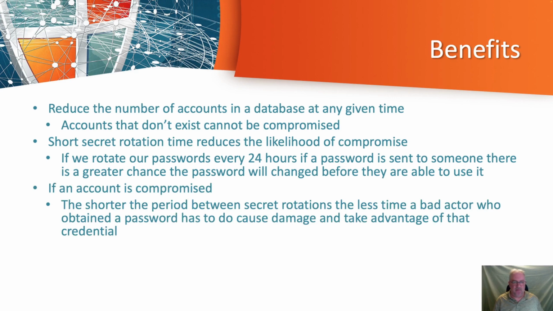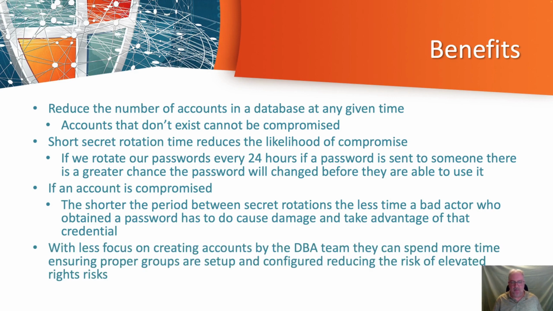So, if an account is compromised, since the token's being rotated, less time the bad actor has access, right? And there's always the possibility one of the first things they do when they come in is they create another method for them to get back in case you find them and cut their current method or the credential changes. And with less focus on creating accounts by the DBA team, they can spend more time ensuring proper groups and setup configuration, making sure that the database is patched, right? Doing things that are more important that allow the database to perform at its best.